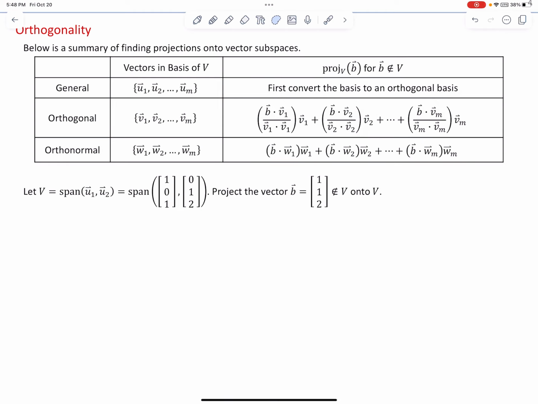These just present 2 different options for finding a projection of a vector B onto a vector space. You have option 1 and option 2. You don't need to do both. You could do one or the other.